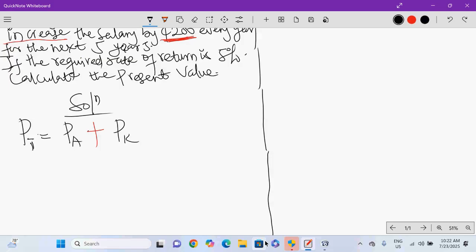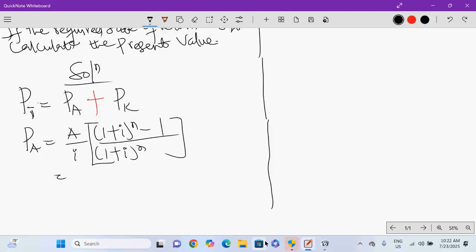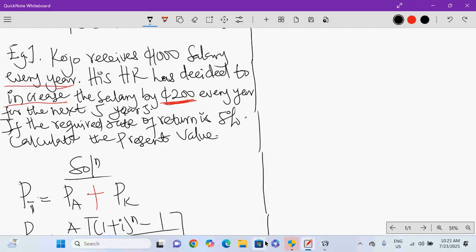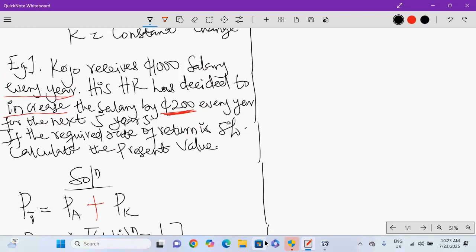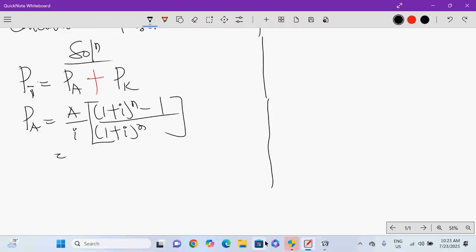The PK. But then what is our PA? PA is A over I, bracket 1 plus I to the n minus 1, all over 1 plus I to the n. So then what is our A? The A is the equal amount paid or received. So here Kojo receives 1,000. That is the equal amount, so that is the 1,000 for the annuity, all over the I.